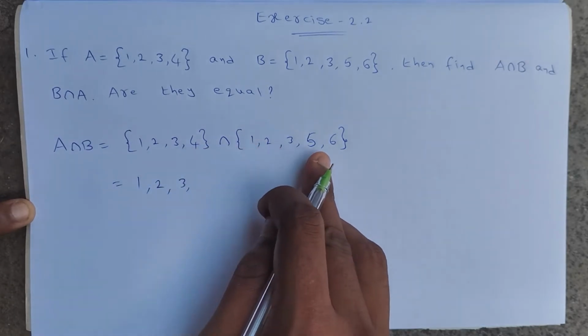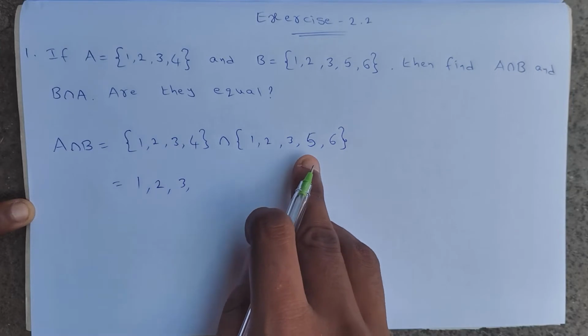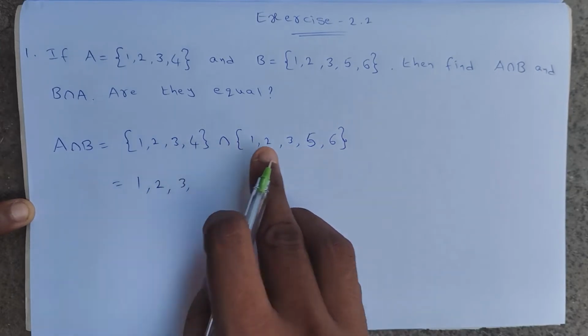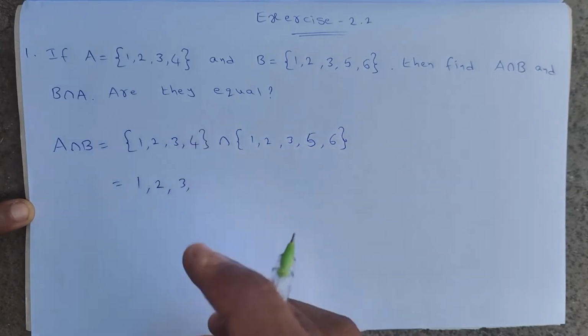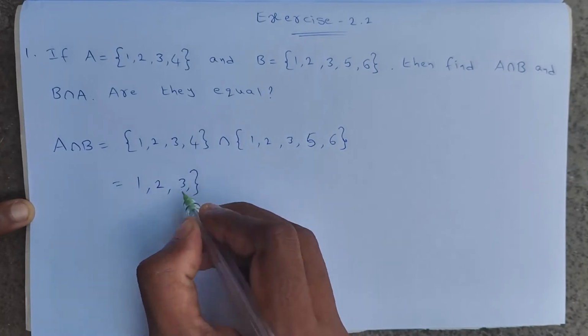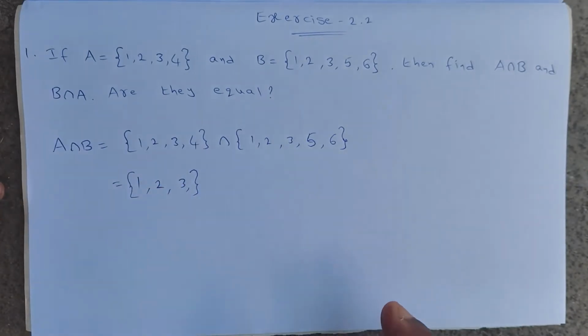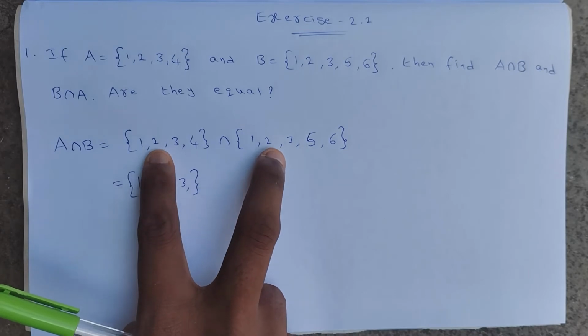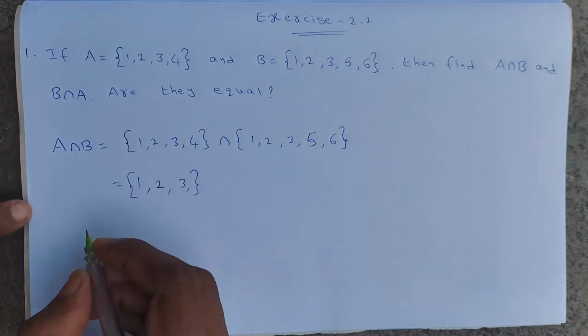Here 3 is there, here also 3 is there, 3. Here 4 is there, here 4 is not there, so we should not write. Here 5 is there, but 5 is not there in the first set. Here 6 is there, but 6 is not there in the first set. So only 1, 2, 3 are the common elements in both the sets. So A intersection B is equal to {1, 2, 3}.